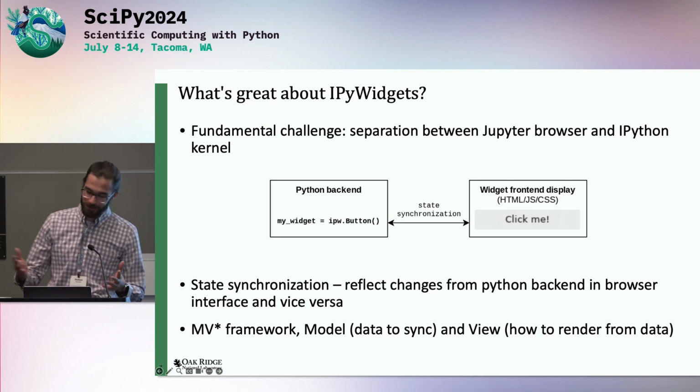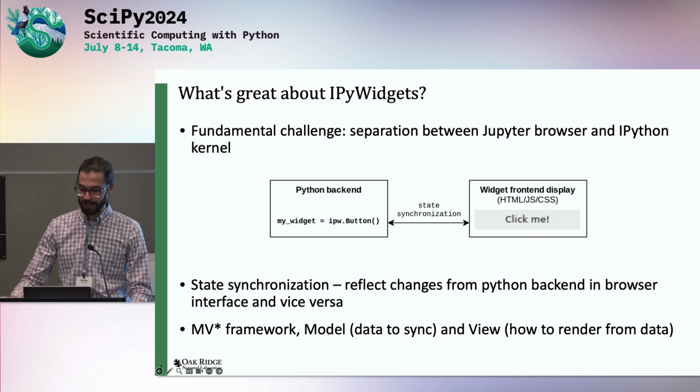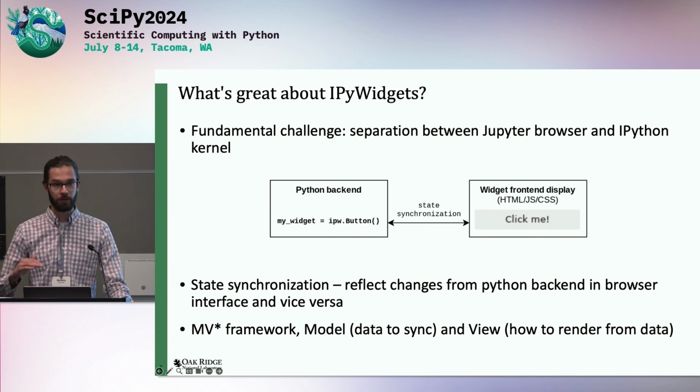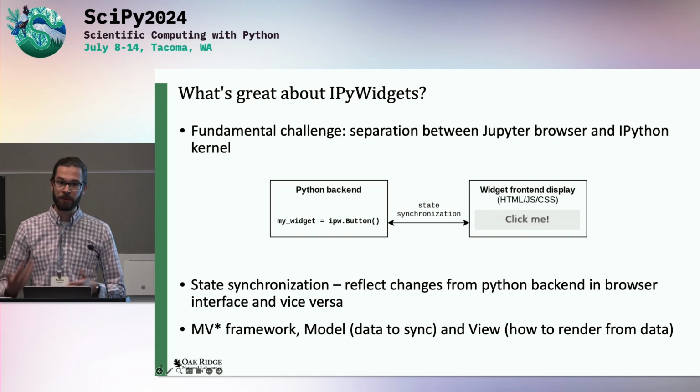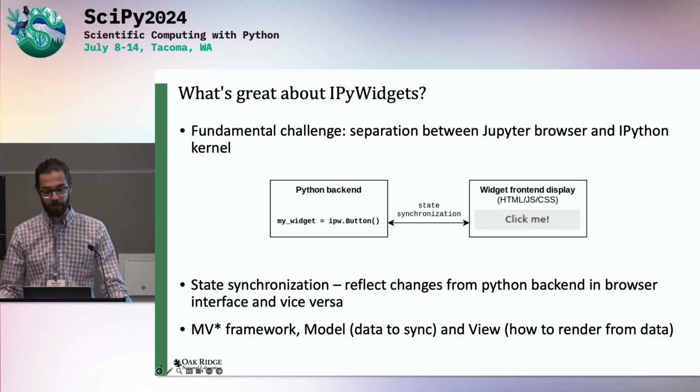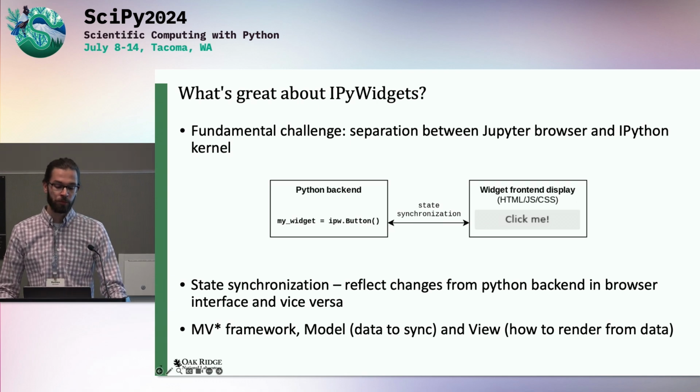All right, so what's so great about IPyWidgets? Why is this important and why is it a valuable library? There's a fundamental challenge here. There's a separation between the browser, where you're actually interacting with Jupyter, the web application, and the IPython kernel running under the hood, where your actual Python code is running. And so this is really where the playing nice aspect comes in. We need these two different ecosystems, the HTML, JavaScript, and CSS of the front end, to be able to talk nicely with the Python in the back end. This is what IPyWidgets is providing: a bi-directional communication channel between these two components.